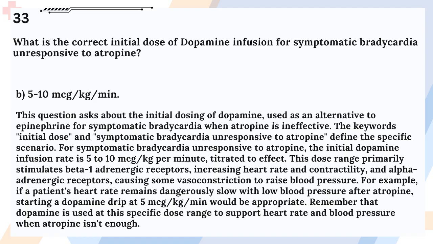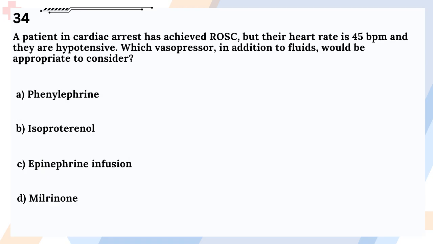Question 34. A patient in cardiac arrest has achieved ROSC, but their heart rate is 45 bpm and they are hypotensive. Which vasopressor, in addition to fluids, would be appropriate to consider? A. Phenylephrine. B. Isoproterenol. C. Epinephrine infusion. D. Milrinone.